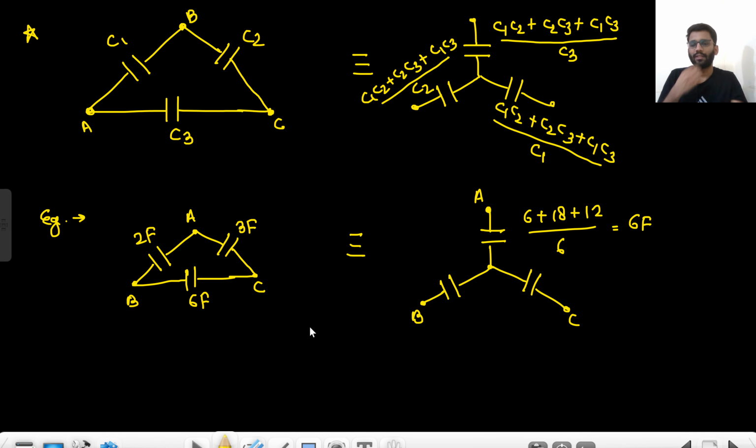What about this? It will be 36 by 3, right? For this one, 36 by 3. 36 by 3 means 12 farad. And for this, it will be 36 by 2. That means it will be 18 farad. Well and good. Okay.